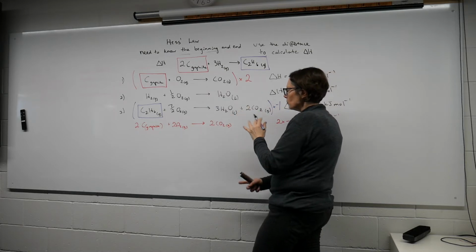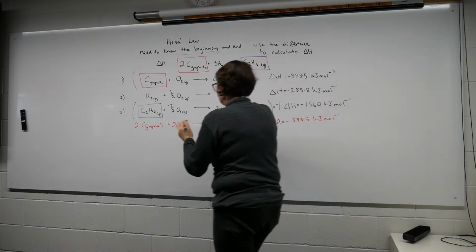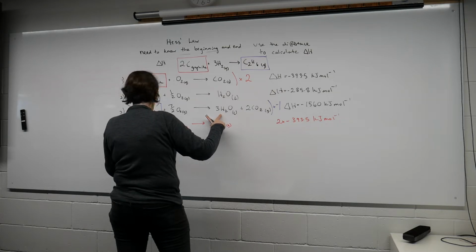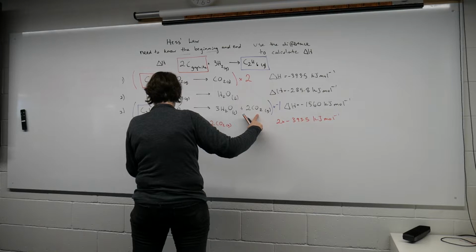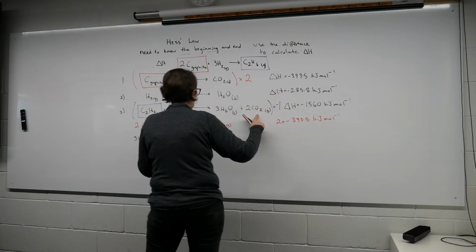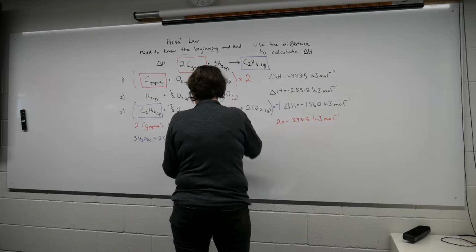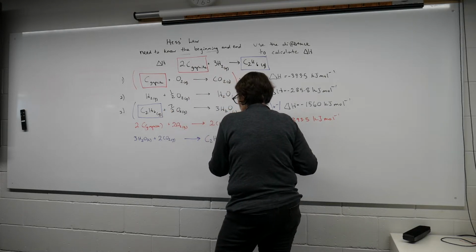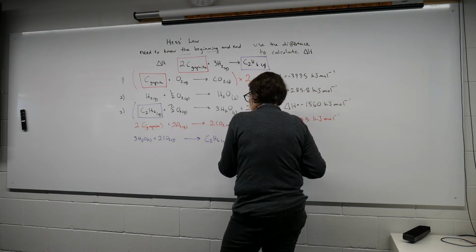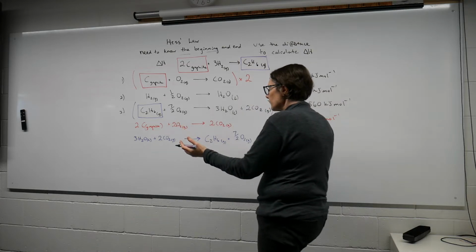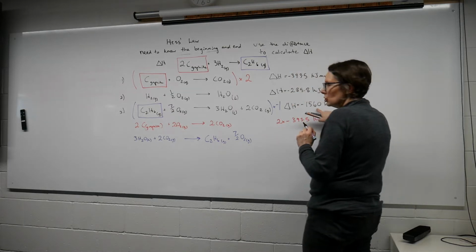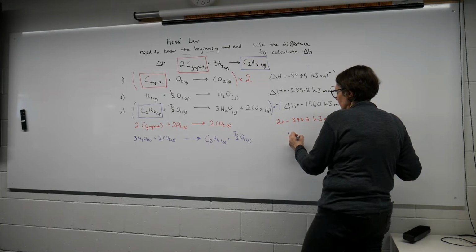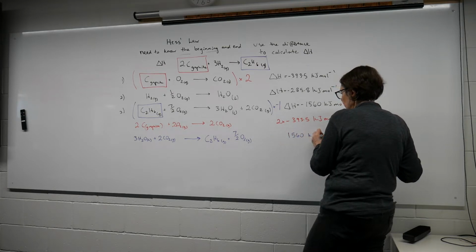Okay? So I'm going to write that out flipped around the other way. I'm going to have 3H2O liquid plus 2 CO2 gas, and that's going to give me ethane C2H6 gas plus 7/2 O2 gas. Now because I've flipped it, I have to also change the sign over here. So that's going to be a positive 1560 kilojoules per mole now.